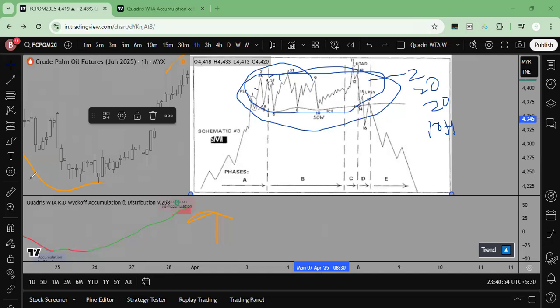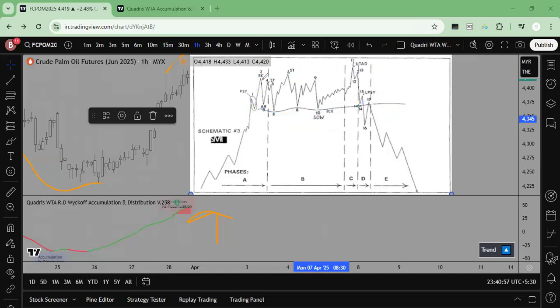So now the catch is here. Whenever we see a distribution phase, how will we ascertain whether this distribution phase was there or not? I have seen many times we get a UTAD, price comes back, dips below, and then goes up. That means this is not a distribution. This is something else, which is called reaccumulation.